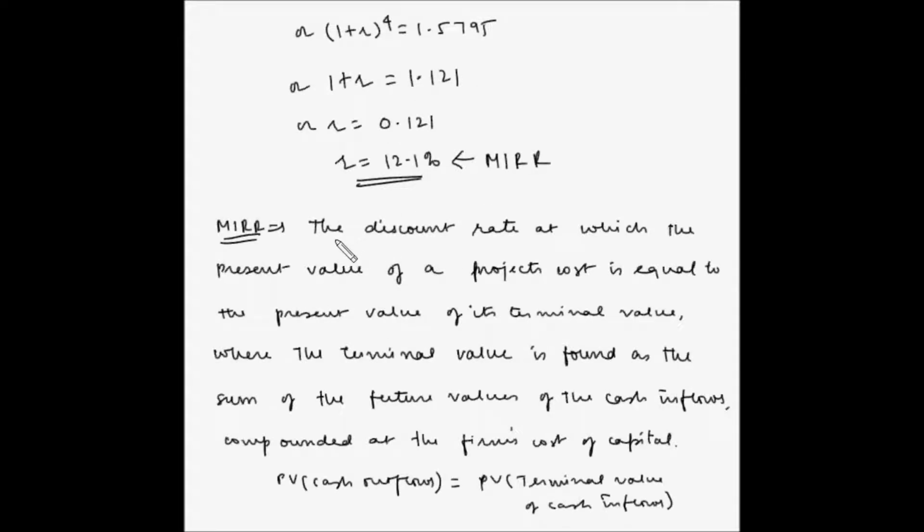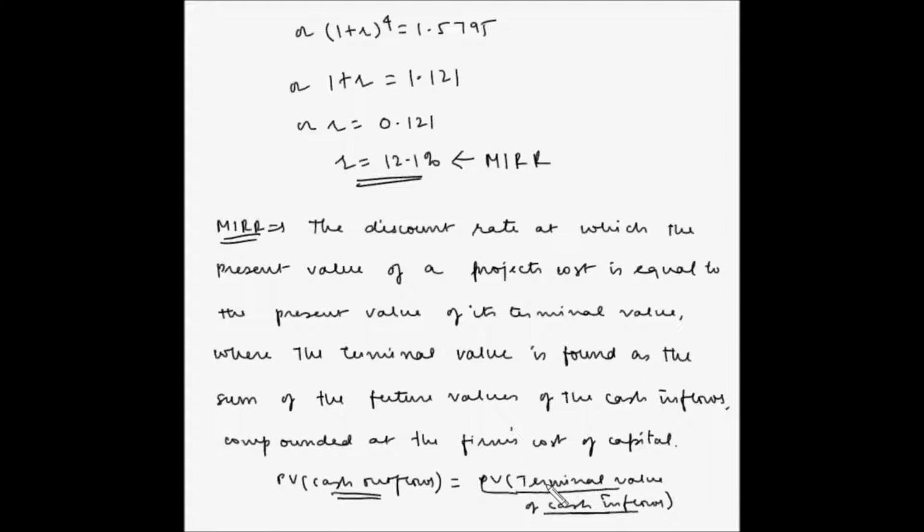So with this concept, let us now look at the definition of modified internal rate of return. So MIRR is the discount rate at which the present value of a project's cost, as we had seen, the present value of cash outflow or the project's cost, is equal to the present value of its terminal value, where the terminal value is found as the sum of future values of the cash inflows. And the future value is found out by compounding at the firm's cost of capital.